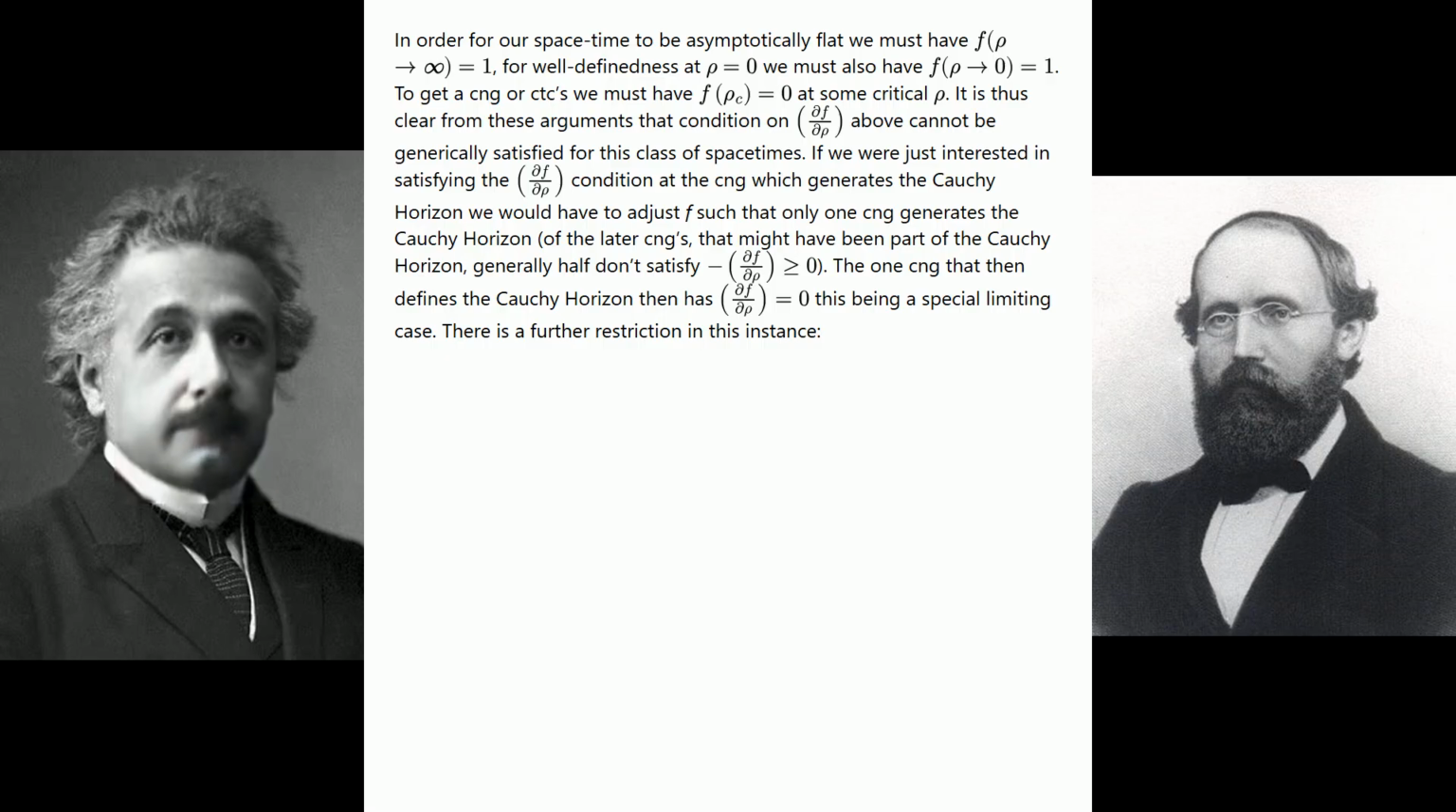If we were just interested in satisfying the partial f over partial rho condition at the CNG which generates the Cauchy horizon, we would have to adjust f such that only one CNG generates the Cauchy horizon of the later CNGs that might have been part of the Cauchy horizon. Generally half don't satisfy partial f over partial rho greater than or equal to 0. The one CNG that then defines the Cauchy horizon then has partial f over partial rho equals 0, this being a special limiting case. There is a further restriction in this instance.